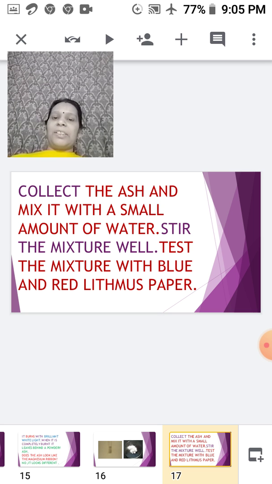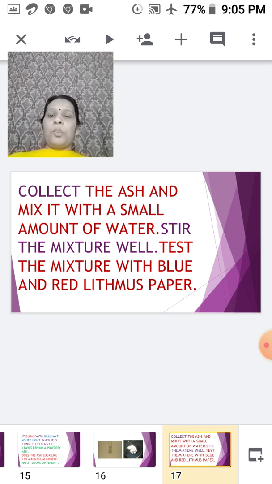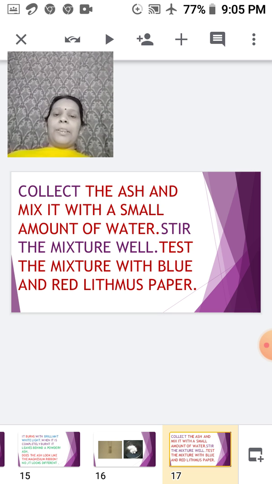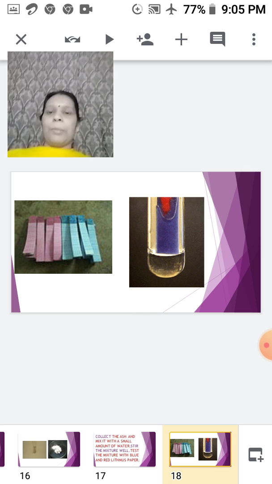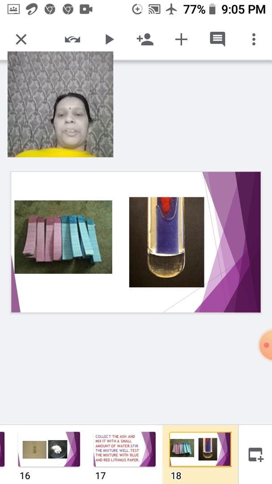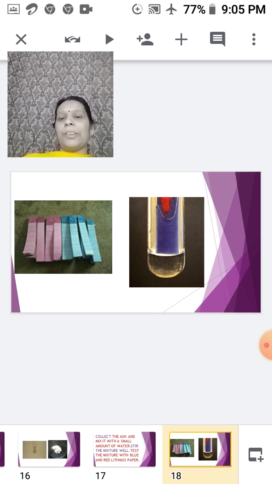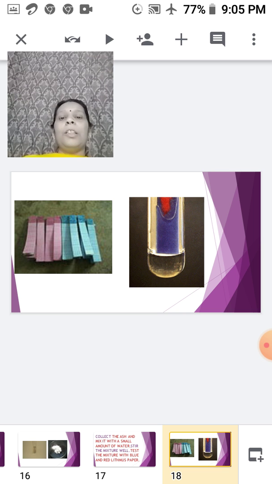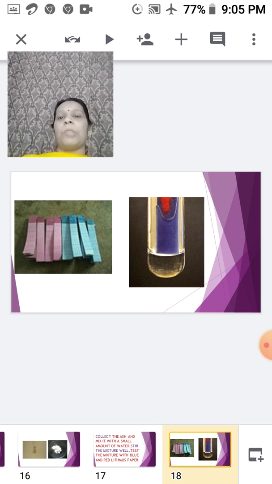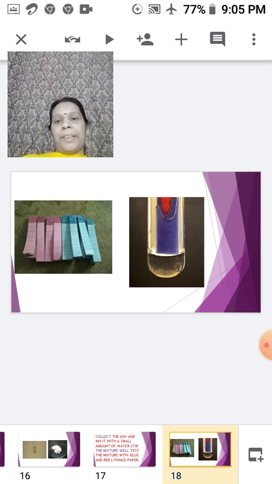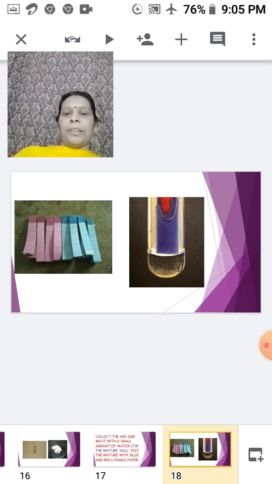And now we will mix it well. Now what we will do, we will test this mixture with the help of blue and red litmus paper. I hope all of you remember, you have already seen those litmus papers. So here also you can see, I have got it on your screen. One is your red litmus paper and the other one is your blue litmus paper. Now what we are doing, in the ash that we have mixed with the water, we are putting these litmus papers. First we will put the blue and then we will put the red, and we will see if any changes are there.